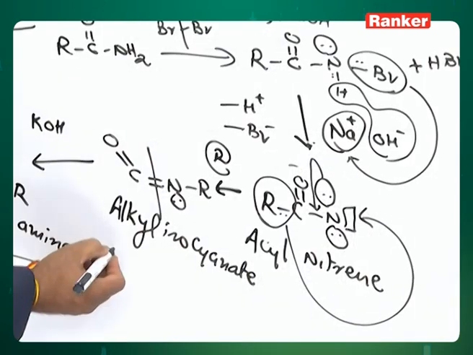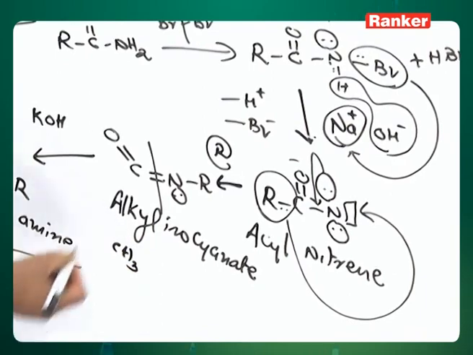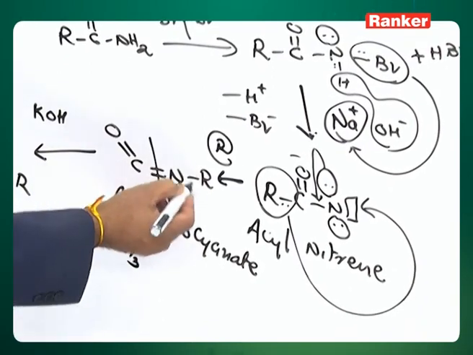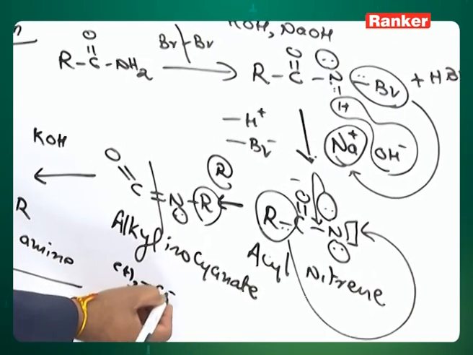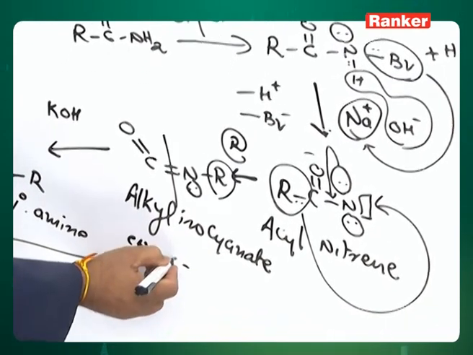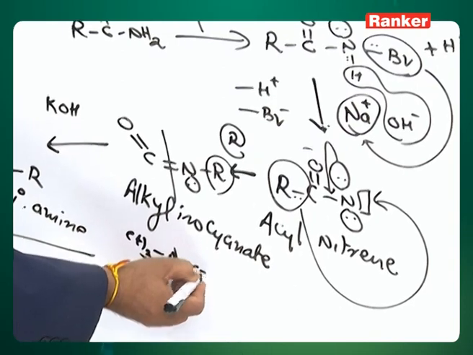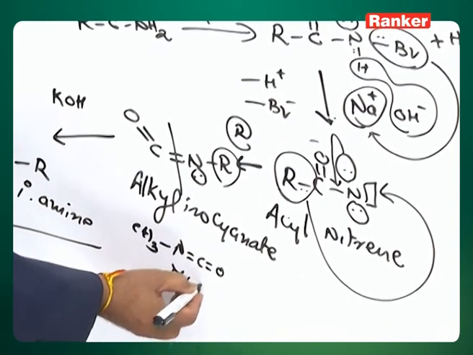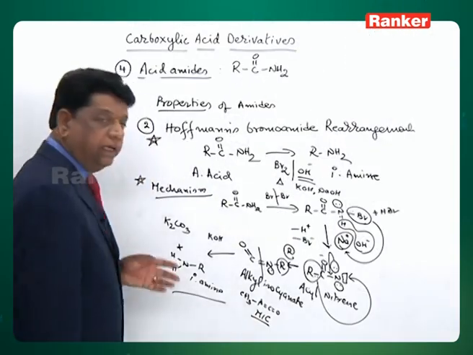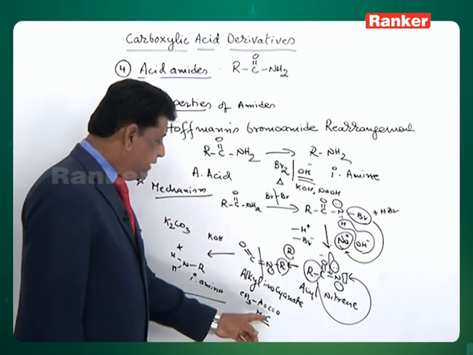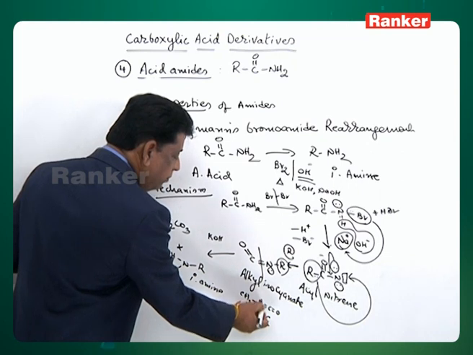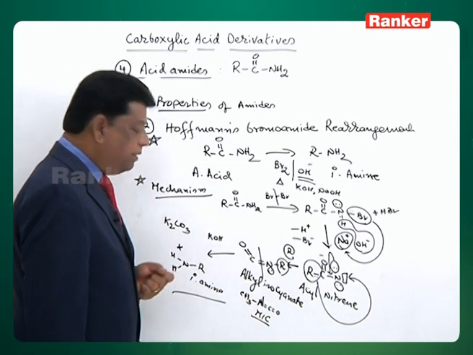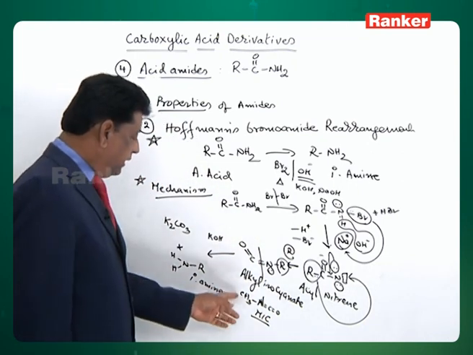If this alkyl is methyl, CH3, that is, if R is equal to CH3, this will become CH3NCO, isn't it, CH3NCO. This is called methyl isocyanate. This is what is popularly known as MIC gas, and it was also the reason for the Bhopal tragedy. So, this MIC gas is also called Bhopal gas.